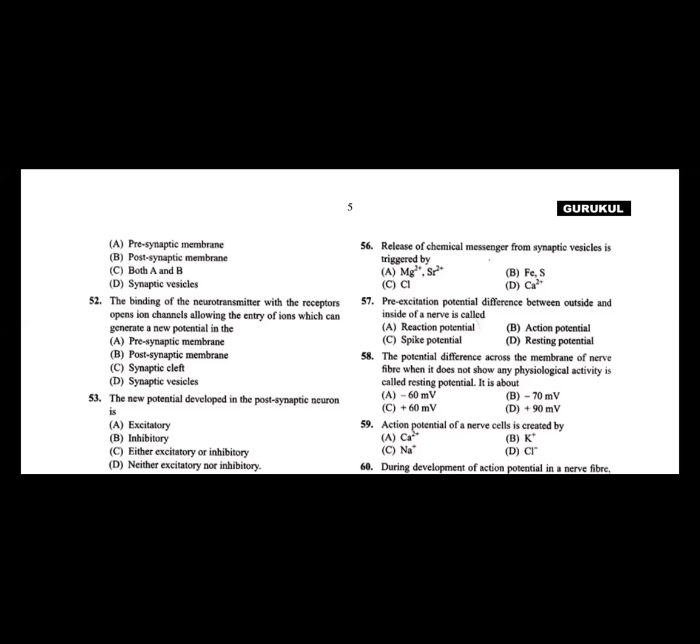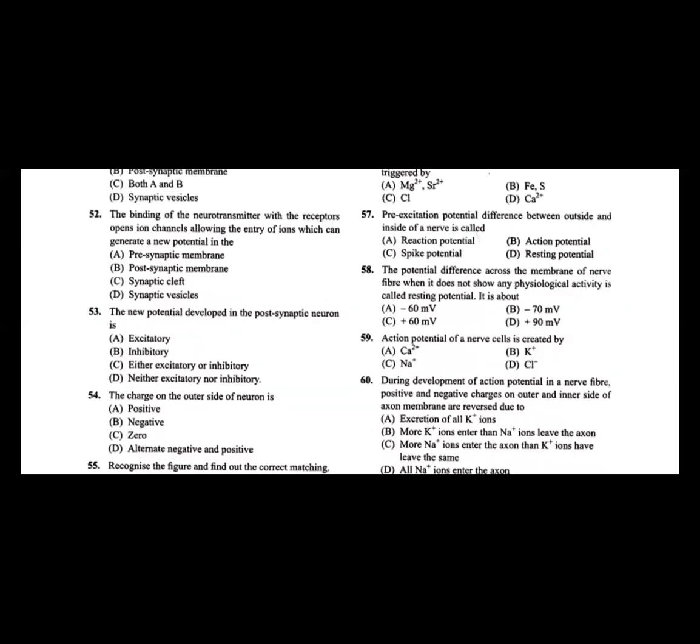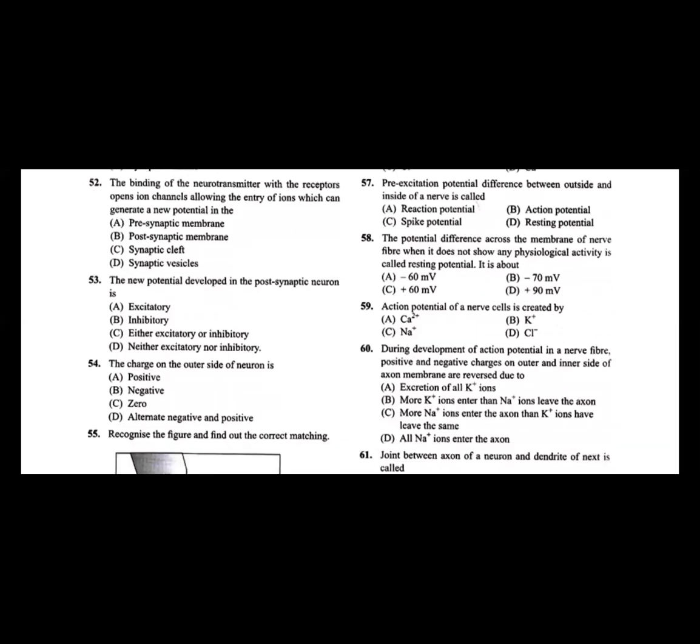Now, question number 53: the new potential developed in the postsynaptic neuron. That is, after the message is transferred by the presynaptic nerve, when it reaches the postsynaptic neuron, is it going to be A, excitatory, B, inhibitory, C, either excitatory or inhibitory, D, neither excitatory nor inhibitory. We know, students, that nerves are interconnected and they transfer messages from one nerve to another nerve through the synapse.